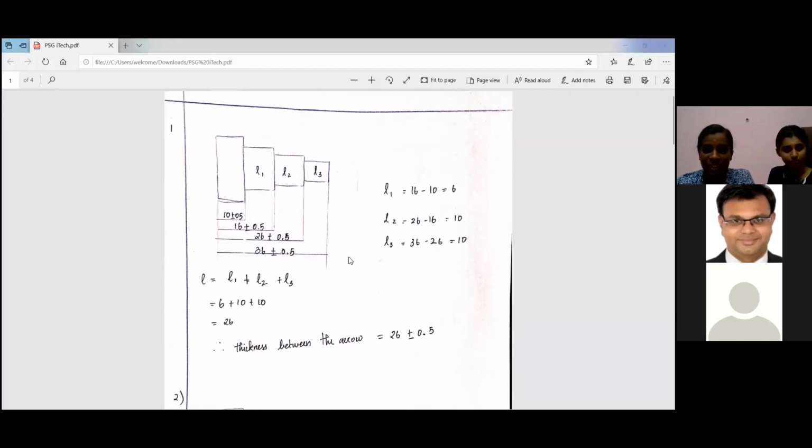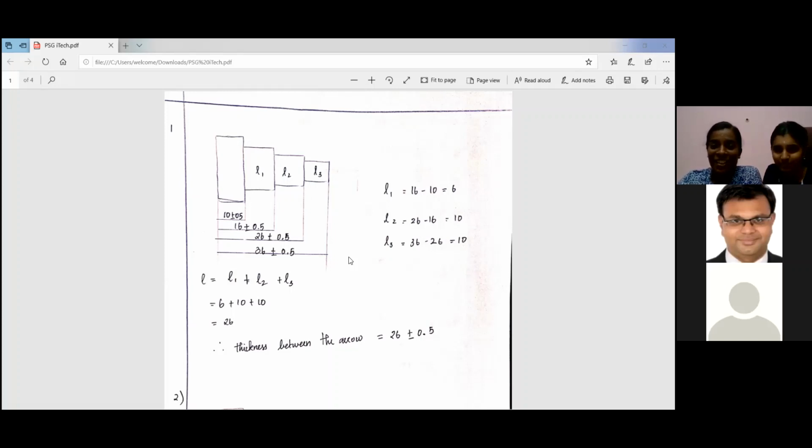Yes, sir. So actually, we didn't know the method to solve this first sum, because for tolerance stack-up analysis, we didn't know how to solve for baseline dimensioning. So we just assumed that the tolerance of plus or minus 0.5 will be constant for all the bases. Can you go slower? I think you are running very fast. Okay, sir. I'll start from the beginning.